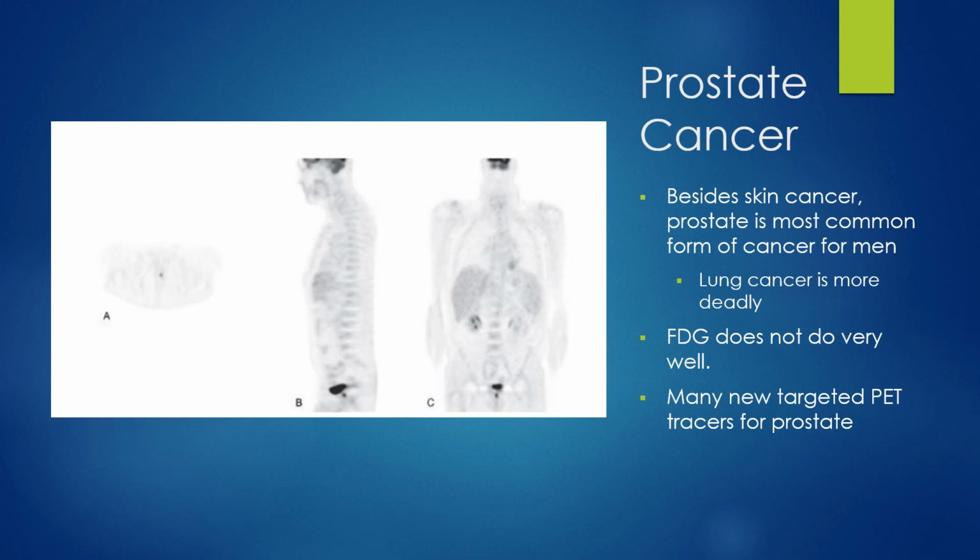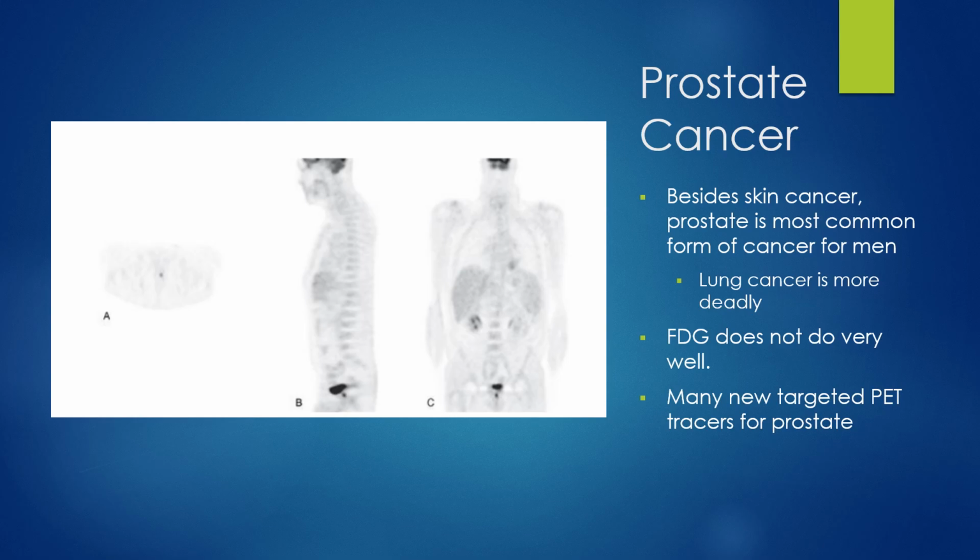FDG does not do very well with prostate cancer, but it is fairly common that patients will still get an FDG study. There are new targeted PET tracers for prostate that we talk about later. There's a couple different ones. There's fluciclovine, which is an amino acid, and then there's quite a few PSMA agents.